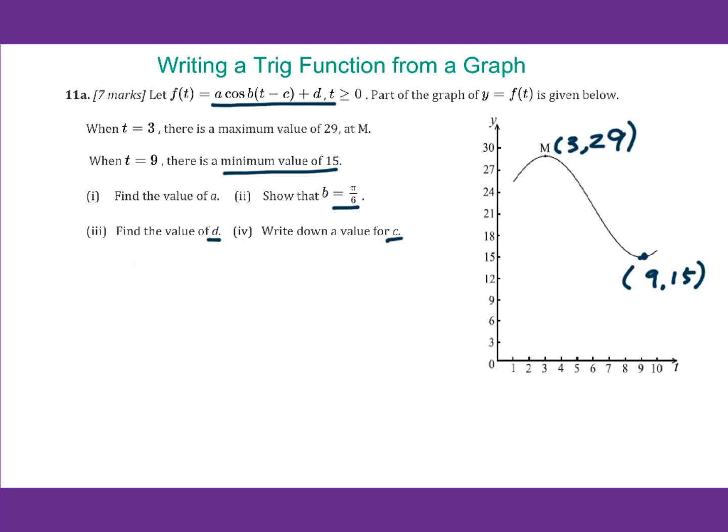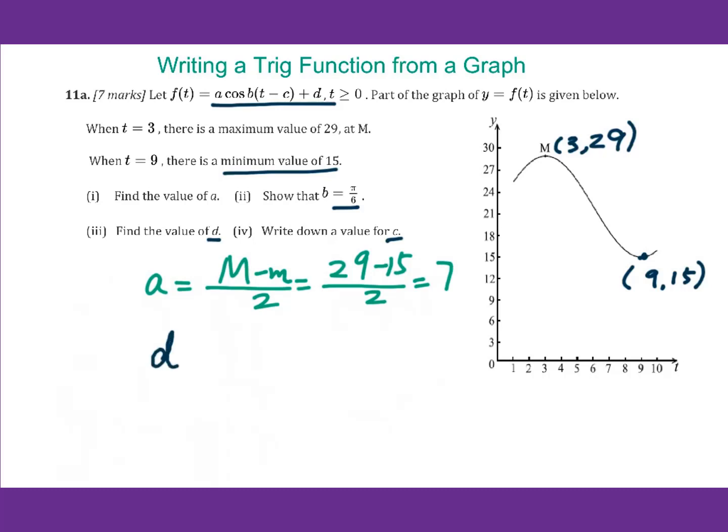We know this A is the amplitude, which equals maximum minus minimum over 2. So we have 29 minus 15 over 2. You will get 7. For this D, it equals maximum plus minimum over 2. So you have 29 plus 15 over 2. You will get 22.